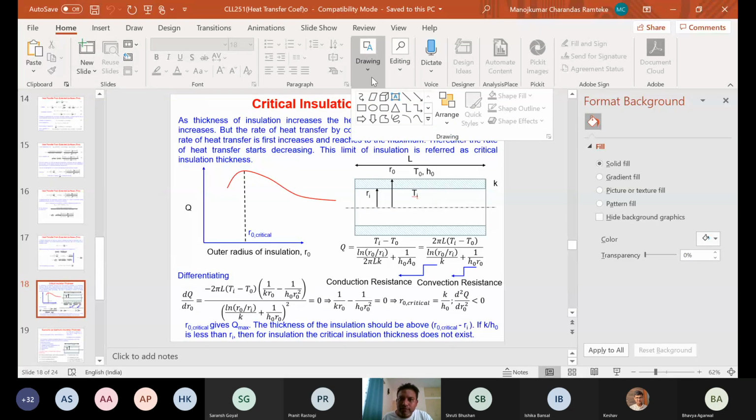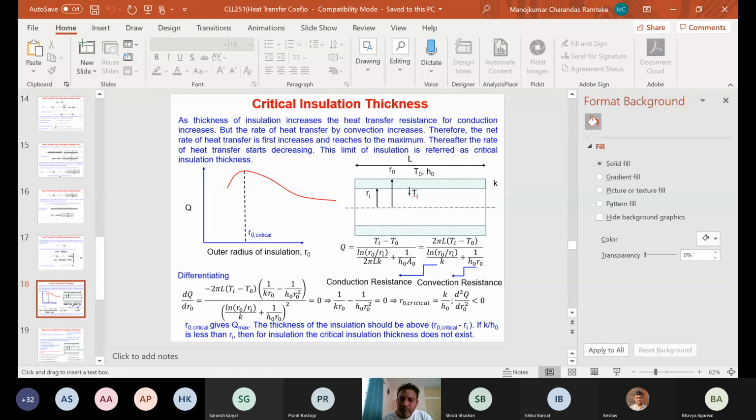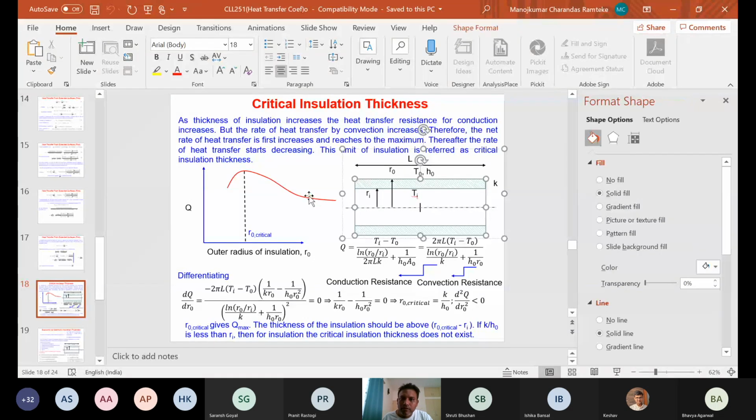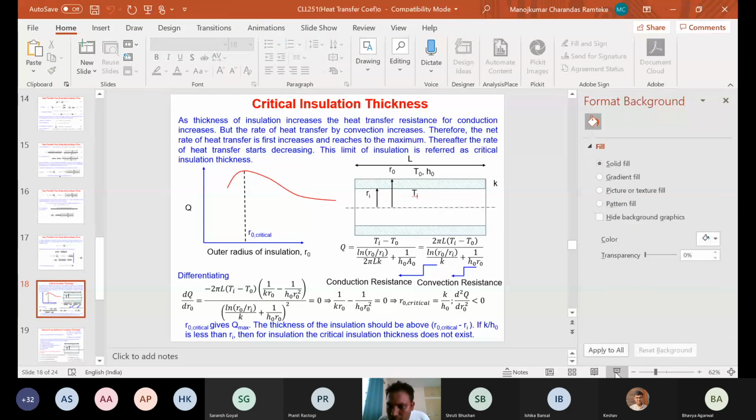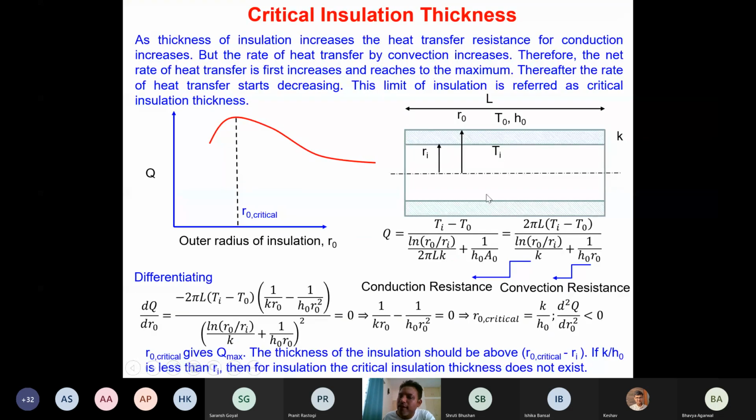I will write this down for clarity, in the corrected form of whatever I have said. So Hi here is much higher, and therefore the resistance corresponding to the inside convective heat transfer in the pipe is much lower and is neglected. Therefore the overall heat transfer Q is given as Ti minus T naught divided by ln R naught by Ri divided by 2 pi Lk, which is the conduction resistance, plus 1 upon H naught A naught, which is the convection resistance outside.